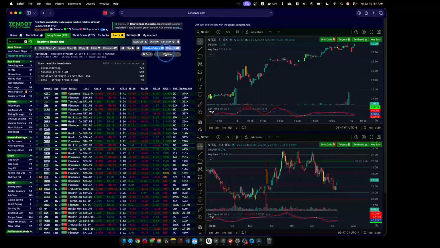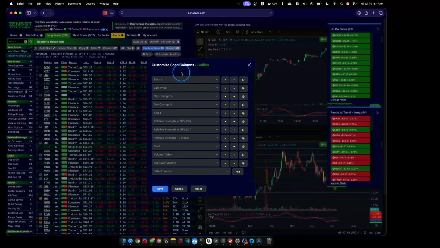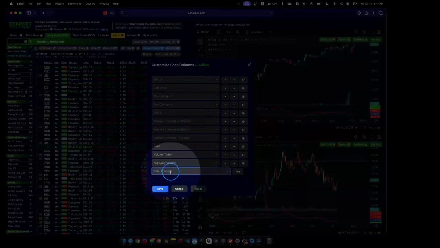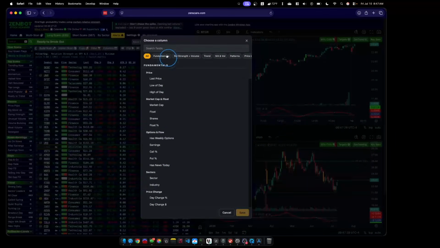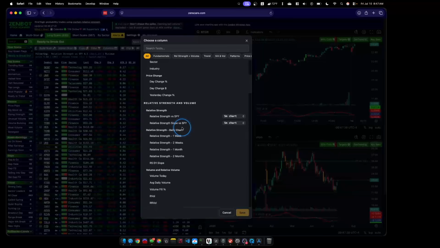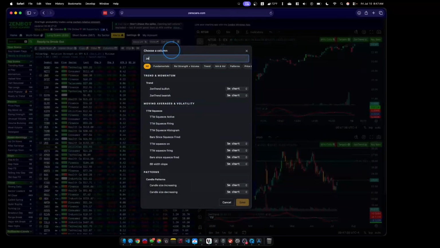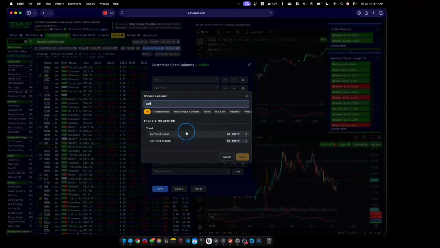Okay, something else you can do. You can use multiple time frames and add columns to your scan results based on those time frames. So one example here is adding a Zen Trend bullish column. So I'm going to do a filter for Zen Trend. And again, Zen Trend is my unique scanner or indicator that looks at the potential bullish trend move of a stock.